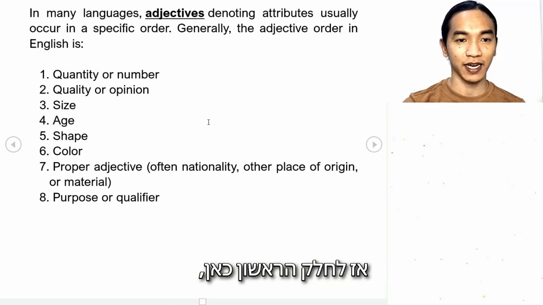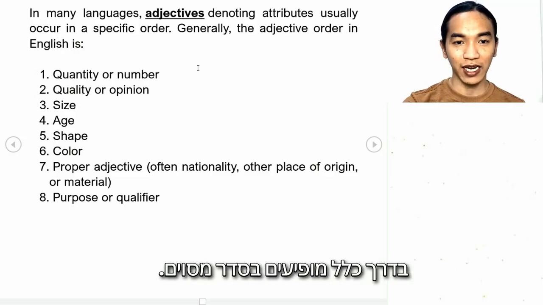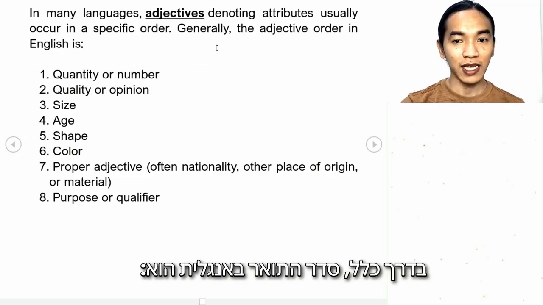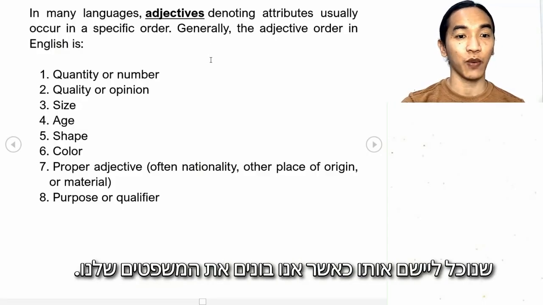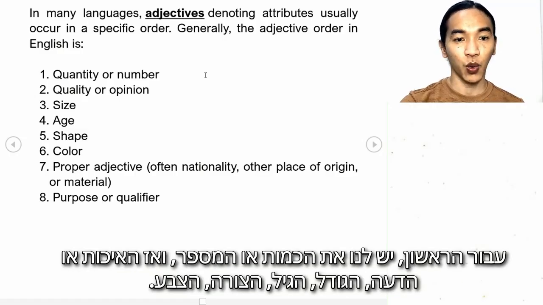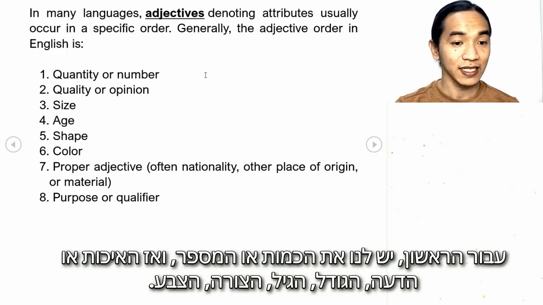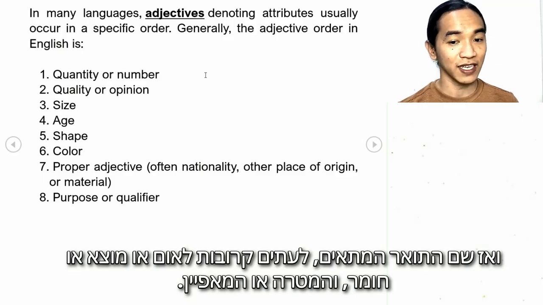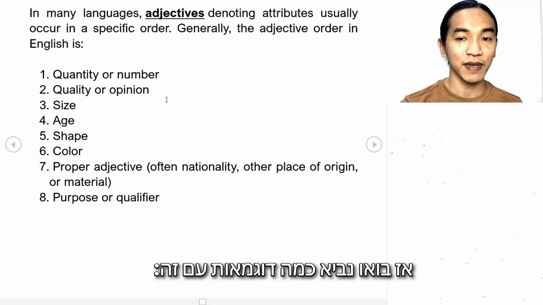So, for the first part here, in many languages, adjectives denoting attributes usually occur in a specific order. Generally, the adjective order in English is as follows, so we have to pay attention to this order so we can apply it when we are constructing our sentences. For the first one, we have the quantity or the number, then the quality or the opinion, the size, age, shape, color, then the proper adjective, often nationality, origin or material, and the purpose or the qualifier. Okay, so let's have some examples with that.